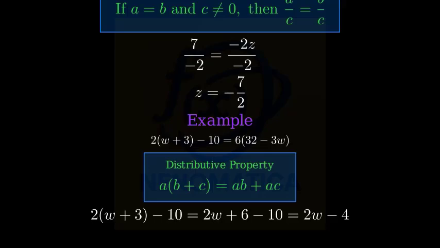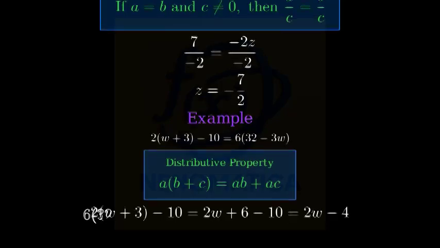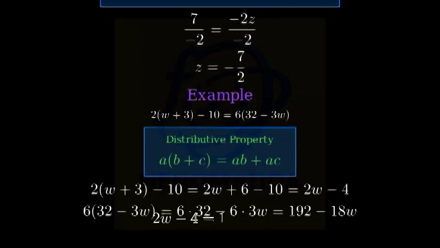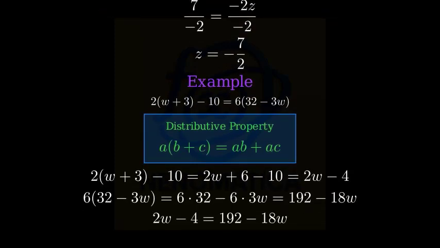getting 2w plus 6 minus 10, which simplifies to 2w minus 4. On the right side, 6 times 32 is 192, and 6 times negative 3w is negative 18w. So we have 192 minus 18w. Now, our equation is 2w minus 4 equals 192 minus 18w.